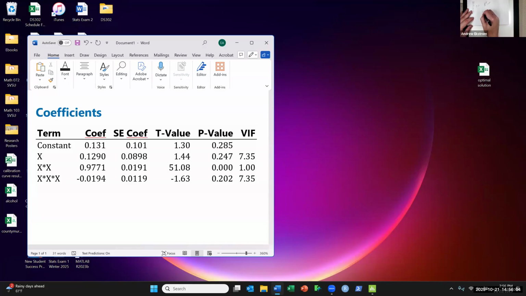This is telling me that my model here is going to be y equals 0.131 plus 0.129x plus 0.977 x squared, oops, that should be a minus, 0.0194 x cubed.